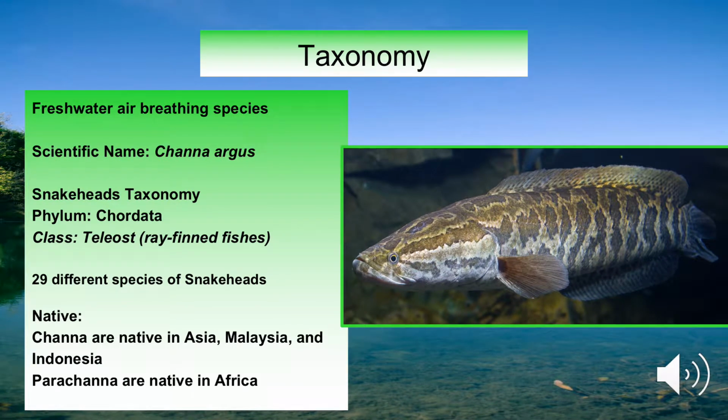Northern snakeheads are freshwater fish that are also air-breathing. The scientific name of northern snakeheads is Channa argus. Their taxonomy is phylum Chordata, class Teleost, which is also known as ray-finned fishes. In general, there are 29 different species of snakeheads. There are two distinct genera, known as Channa and Parachanna. Channa are native in Asia, Malaysia, and Indonesia, while Parachanna are native in Africa.